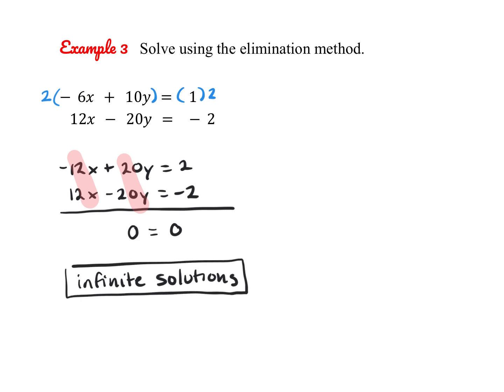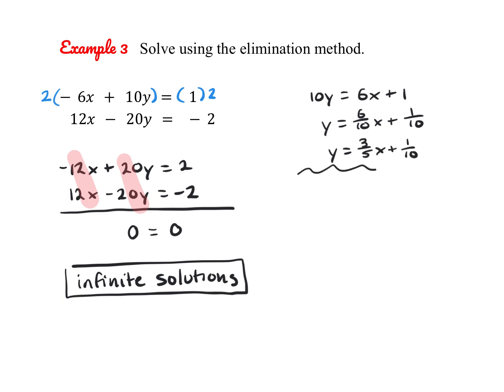Now, if you take each of your original equations, let's look at the first one, and let's rewrite it in slope-intercept form. So we have 10y, I'm going to add 6x to both sides, and then I'm going to divide by 10. We have y equals 6 over 10x plus 1 over 10. I can simplify that a little bit, 3 over 5x plus 1 over 10.